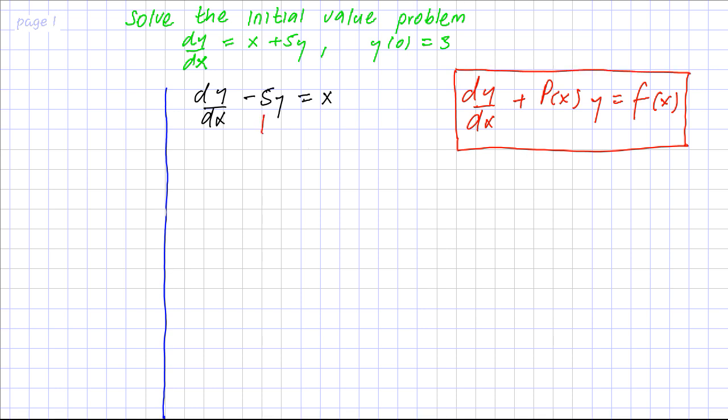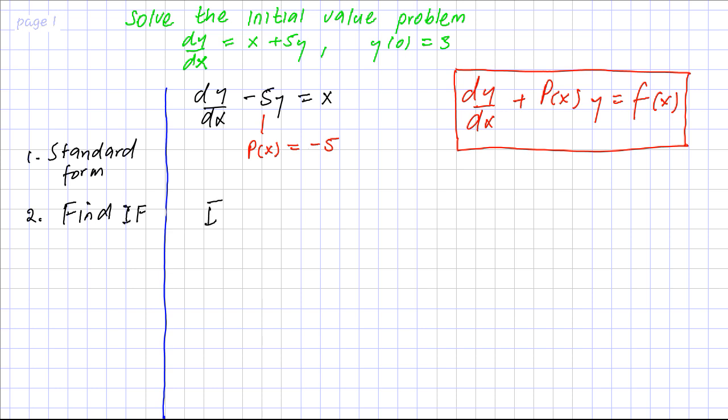So we can see from here that our p of x is minus 5. So we managed to put it in its standard form. We put our differential equation in its standard form. Then secondly, we find an integrating factor.